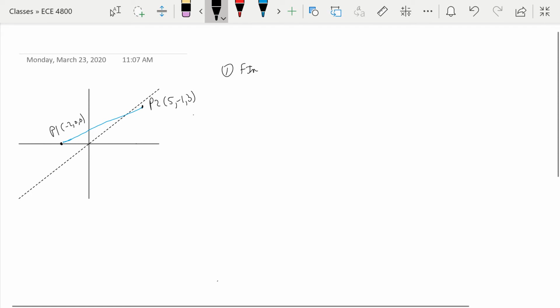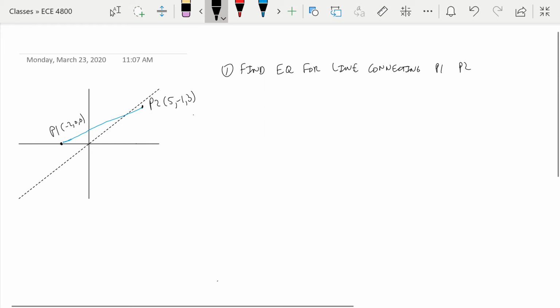So find the equation for the line connecting P1 and P2. I don't see any questions yet, so I'm assuming everyone's good. Please feel free to ask questions if you have them.